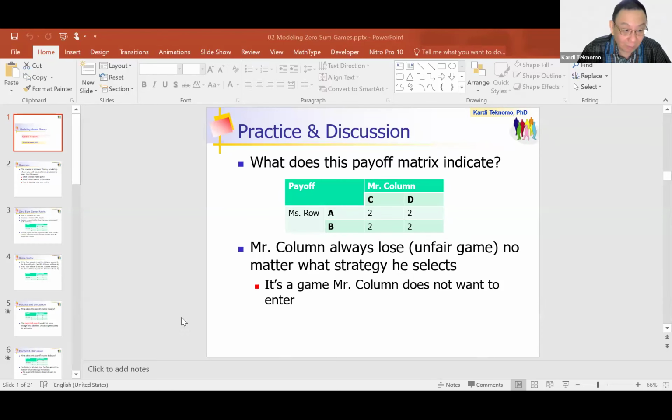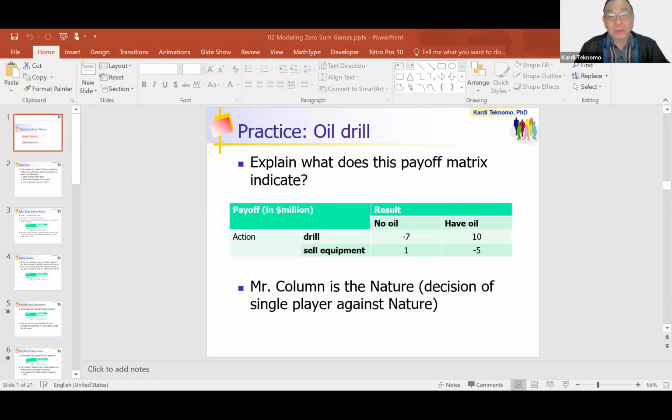Next, how about this one? So this is an example that even though we have 2 players, the 2 players are not necessarily human or a company. In this case, the second player represents nature, similar to the decision analysis last time.